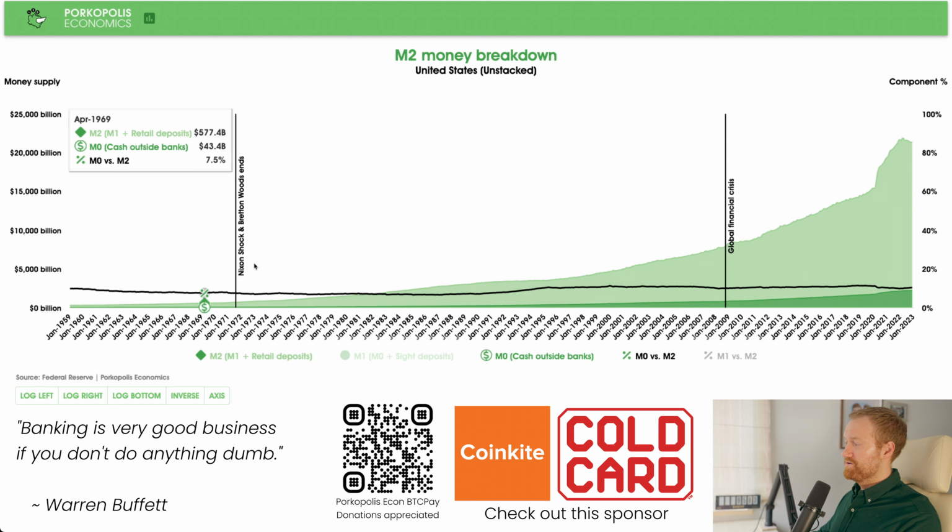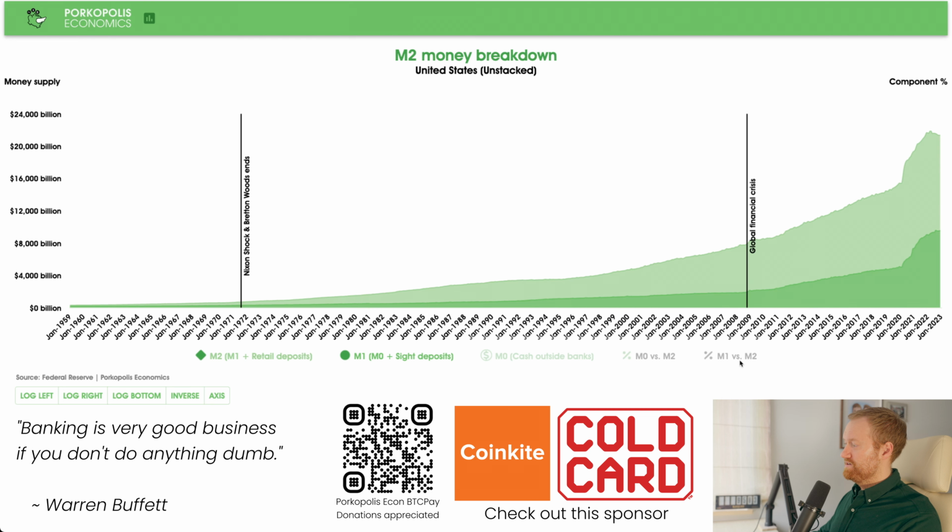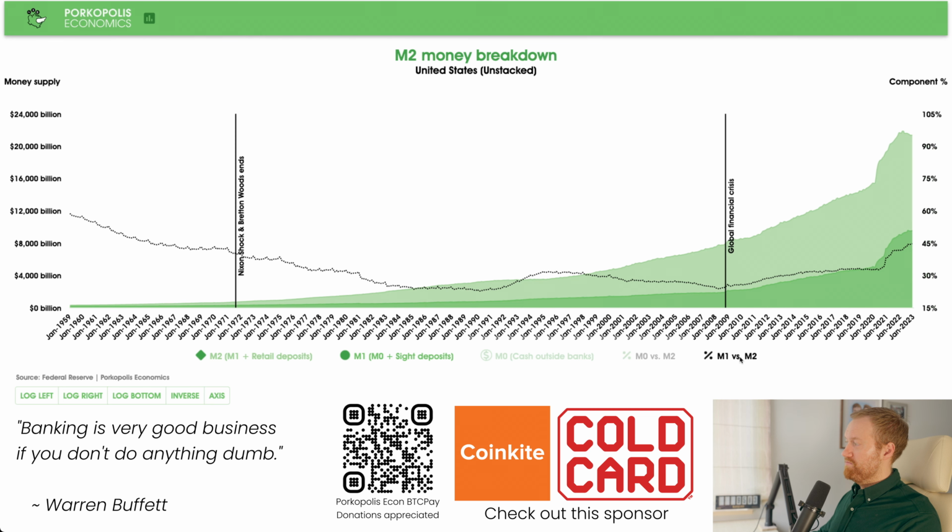Okay, so that's M0 versus M2. Now let's take M0 off. Let's put M1 back in, take this percentage off, and let's put M1 versus M2 as a percent on the chart. Now this one is a little bit more interesting. It might tell us something about the global financial crisis, though I would contend it doesn't tell us much.